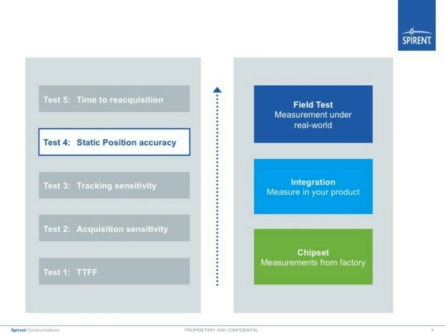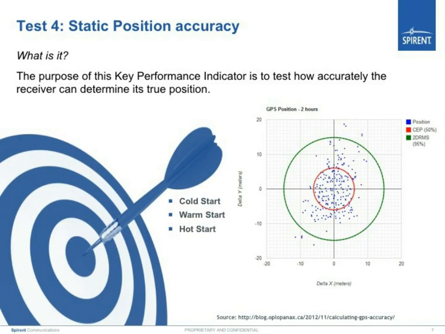So in the few minutes I've got available, I have time just to dip into a bit more detail. Of the 5 generic fundamental tests, I've chosen just to dip a little bit into the static position accuracy test. The aim of this test, which is one of the fundamental KPIs, is to test the accuracy of a receiver. In order to do that, you need a truth position, so you know exactly what the real position is that the test is in, and you can get that from a simulator.